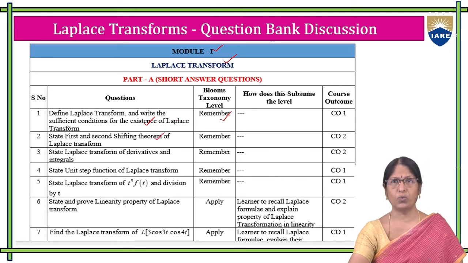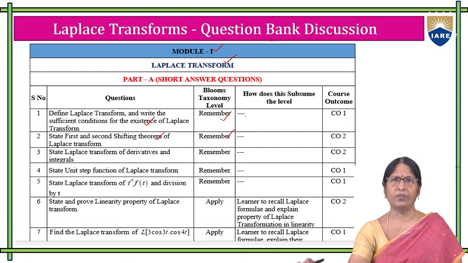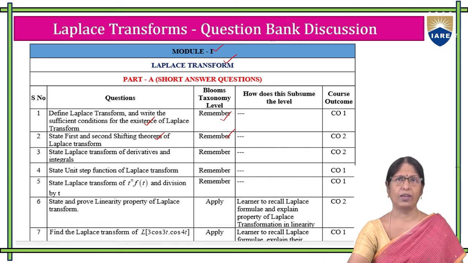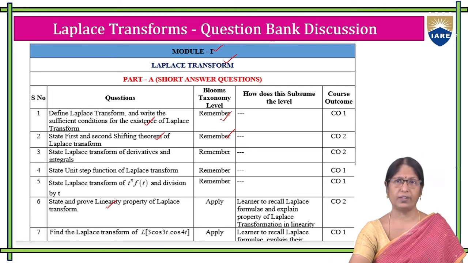When we come to the second question, state first and second shifting theorem. Only the statement is asked, so it is remember. Only the recalling work that we are doing. Whereas the sixth question is state and prove linearity. First, the statement we will remember, the first level is over. The terms we are taking, we will understand. That is our Bloom's second level.